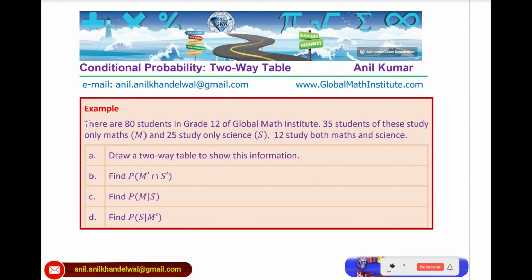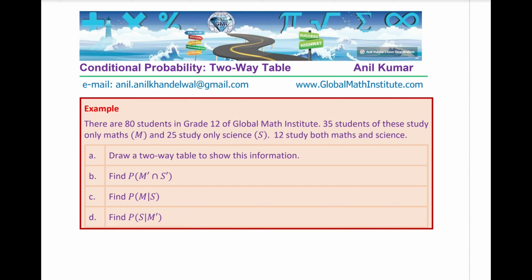Example: there are 80 students in grade 12 of Global Math Institute. 35 students of these study only maths M and 25 study only science S. 12 study both maths and science. A: Draw a two-way table to show this information. B: Find the probability of not studying maths intersection not studying science.